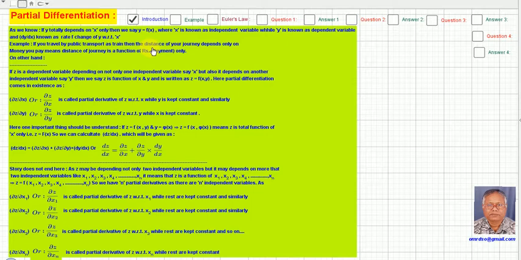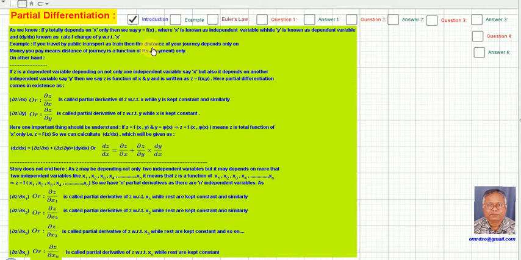A very simple example of this is that suppose you are at the railway station, you are going to take a ticket. The distance of the journey depends on the money given by you. You can change the money, and the distance of the journey will change. So you can say that the distance of the journey is directly dependent on the money you give. So money is an independent variable while distance is a dependent variable.